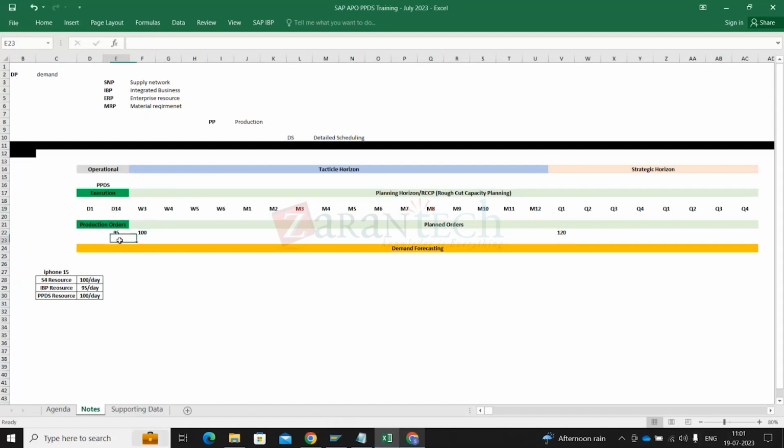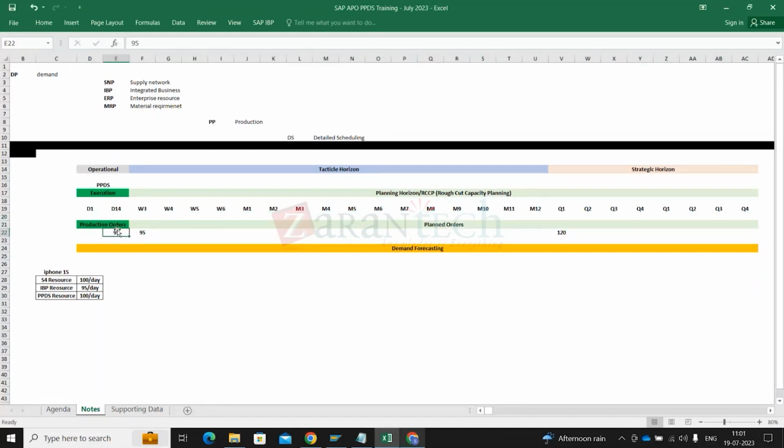So when this 100 enters here, it gets converted to a PPDS order, and in the PPDS order the actual capacity is 100 per day. Whereas on that day this resource would be producing only 95, because I indicated the IBP resource to produce 95 per day. I am operating with this efficiency. So the PPDS will actually produce only 95 on that day and 5 the next day. So we keep this sort of efficiency margin between the resource capacity of PPDS and the resource capacity of rough cut planning, just to accommodate that.